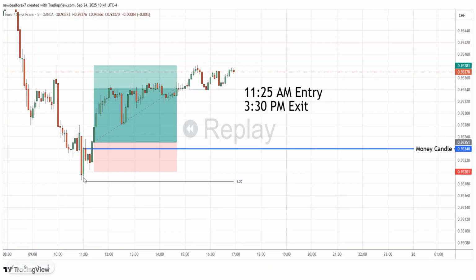Okay, here is the money candle, which creates the low of the day. Price closes above it right here at 11:25 a.m. Eastern Standard Time. And by 3:30, we're out. I don't know if this might have been a 1 to 2, I think. I'm not sure. Okay. But that's it.